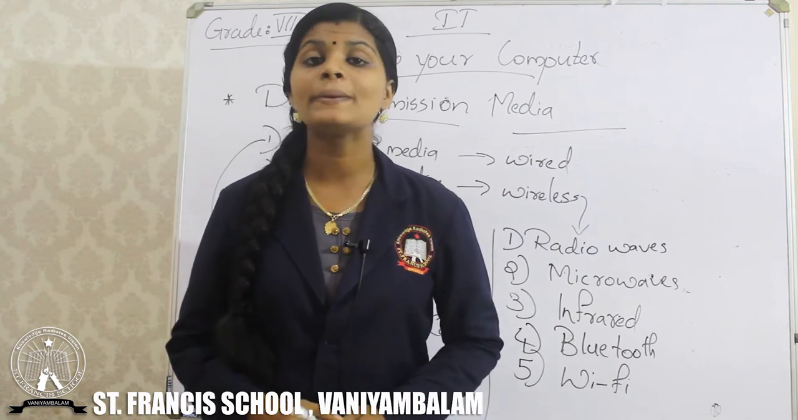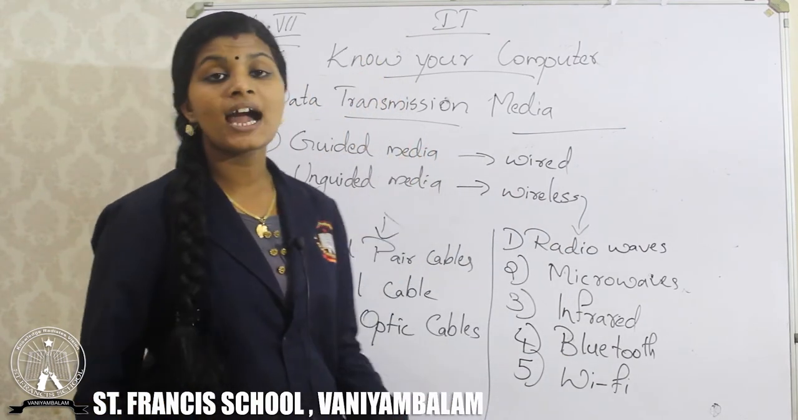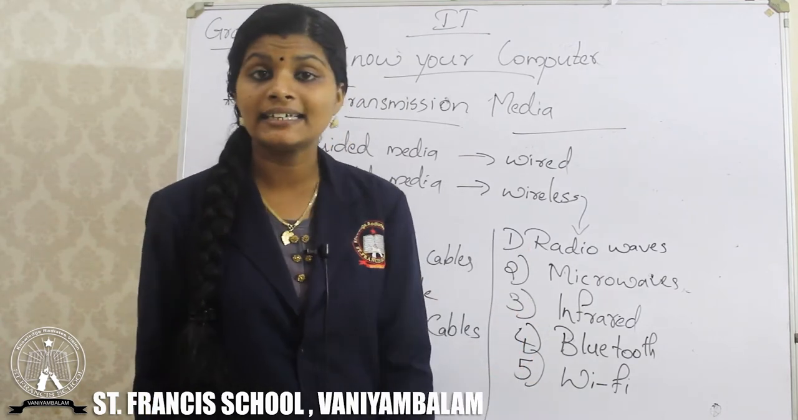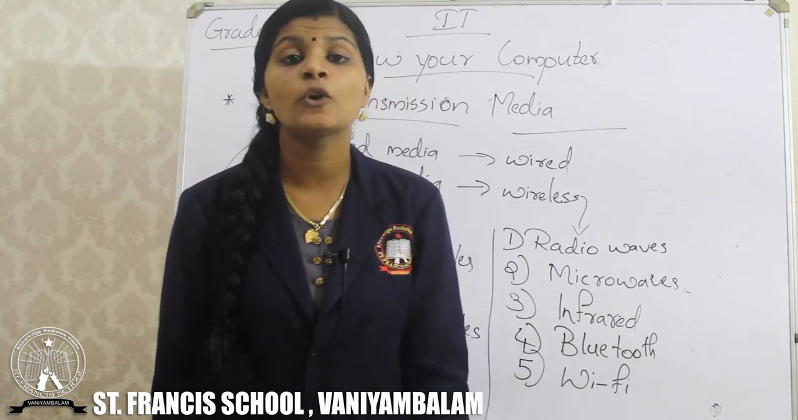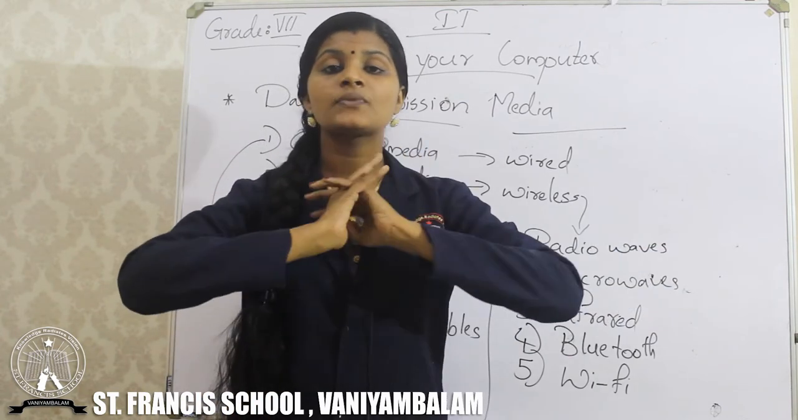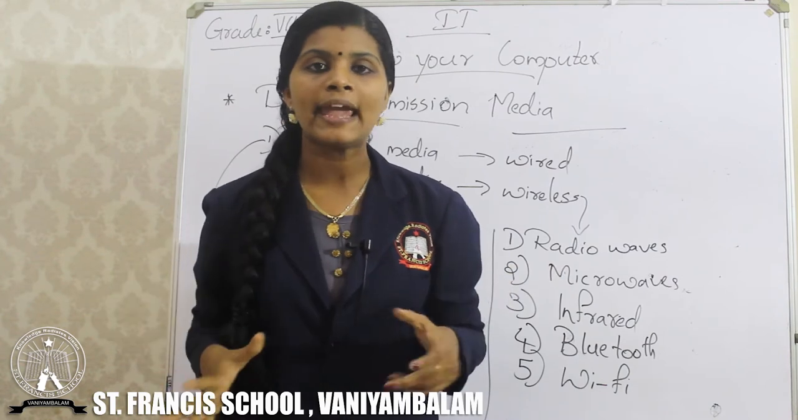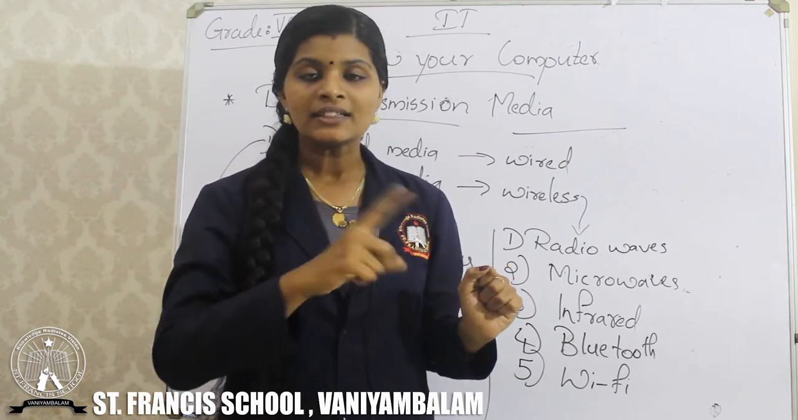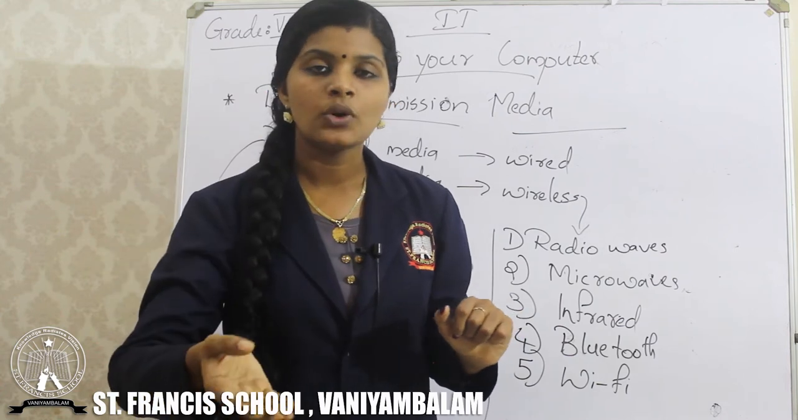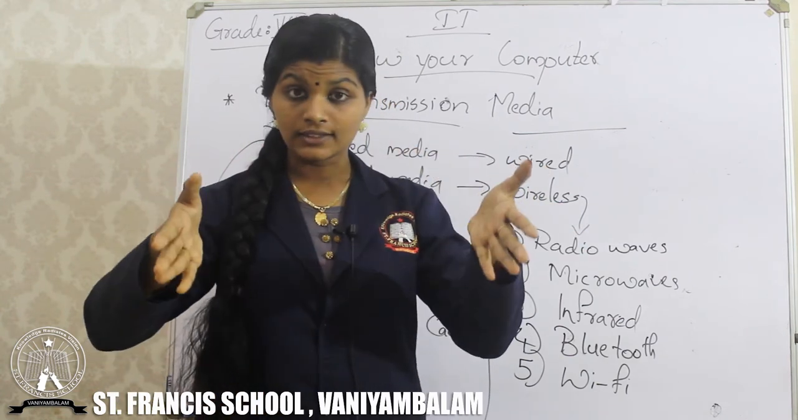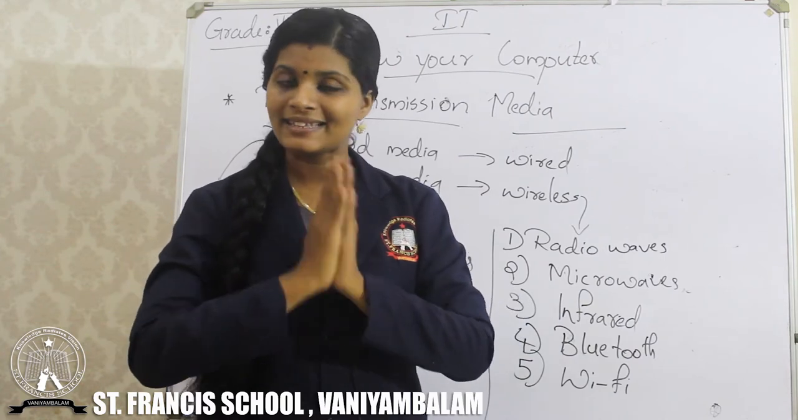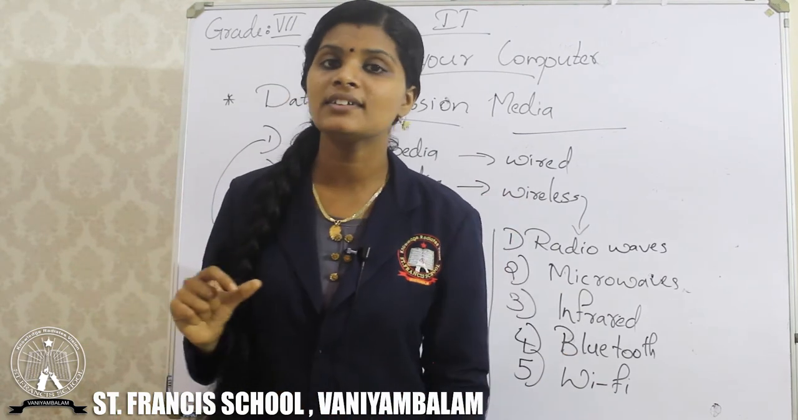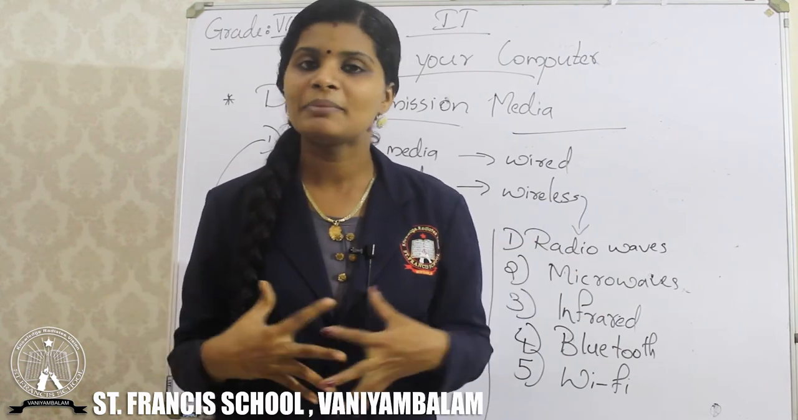So children, I hope it's clear for everyone about guided and unguided medias. Unguided media means wireless media, and we have discussed five unguided medias. The first one is radio waves. Radio waves means it is passed without any cables. Wireless means there will be no cable lines. So radio waves have a transmitter and a receiver. The transmitter is sending the network to others. The best example is radio FM. The transmitter is sending, and not one receiver, so many receivers will be receiving it.